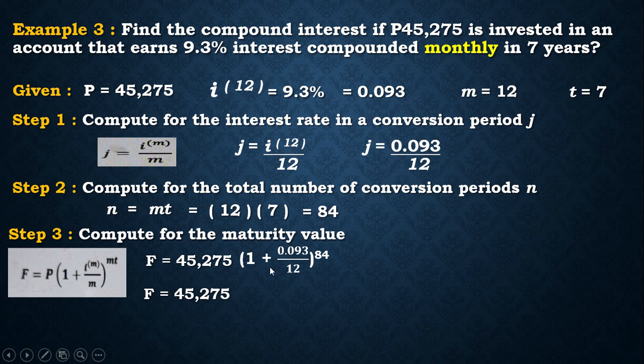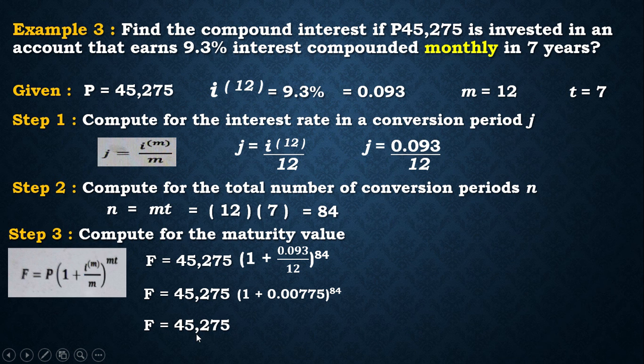So again, F is equal to 45,275. I-divide po muna natin ito. Kaya siya ay magiging 1 plus 0.00775. Again, i-divide po natin itong 0.093 divided by 12, kaya naging 0.00775. As is lang po sa exponent na 84. Next step po, i-add po muna natin ito. Ito po ay hindi gagalawin muna.